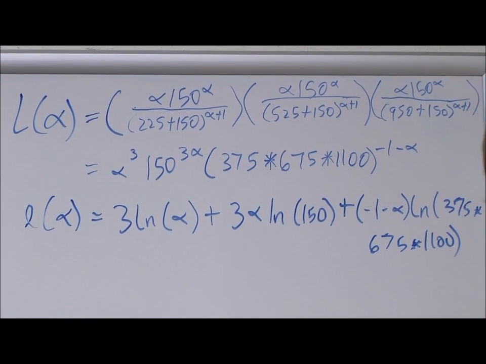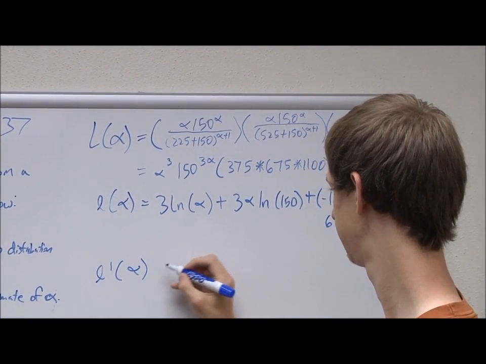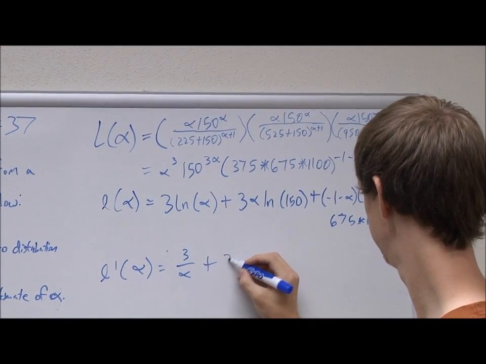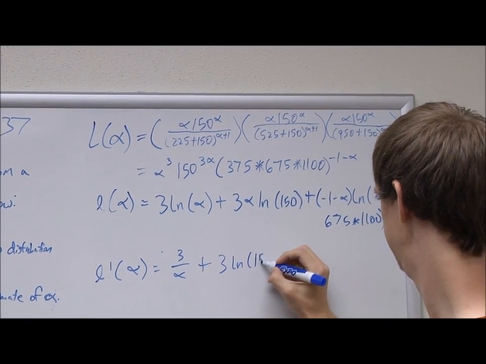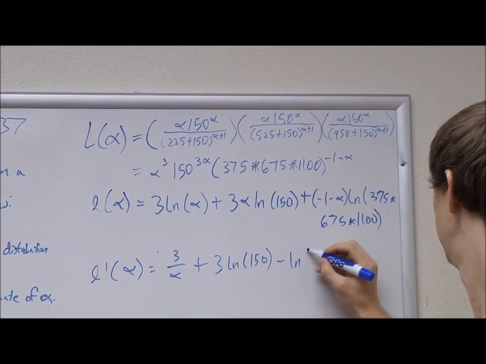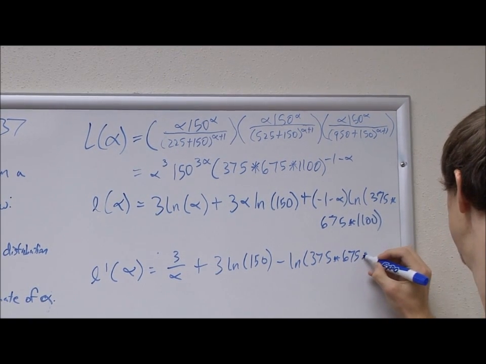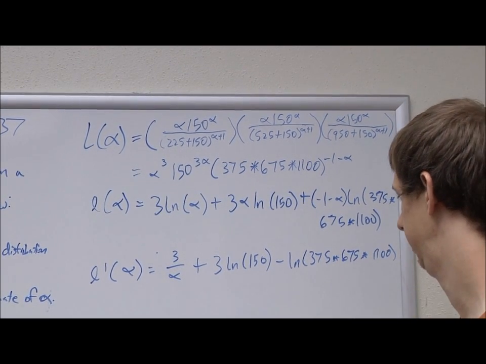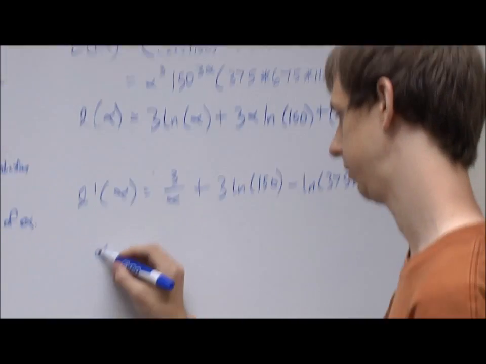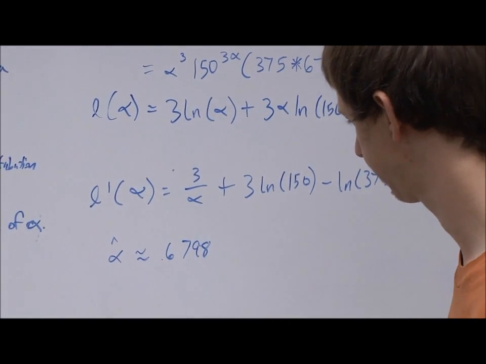And our next step is to take the derivative of the log likelihood function. So we have that. This is 3 divided by alpha plus 3 natural log of 150 minus the natural log of 375 times 675 times 1100. And then we set this equal to 0 and solve for alpha, and we get that our maximum likelihood estimate for alpha is about 0.6798.